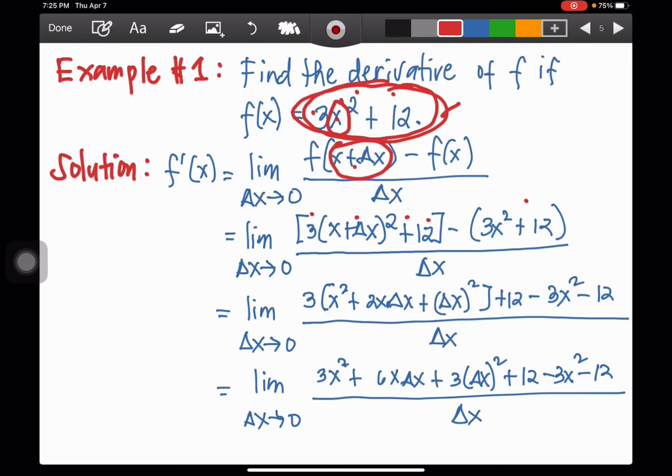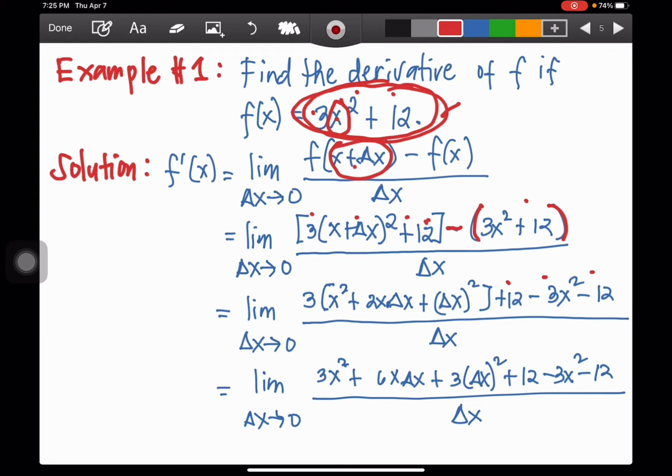So I would like you to recall your knowledge about the special products. Plus 12 minus, because this grouping symbol is preceded by a negative sign, all the signs of the enclosed terms shall be changed to negative. So you have negative 3x squared minus 12. Then copy all over delta x as delta x approaches 0.